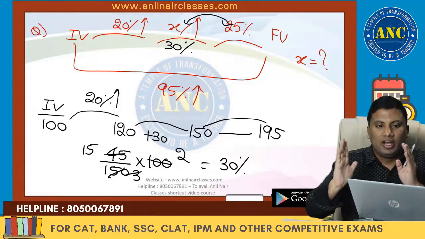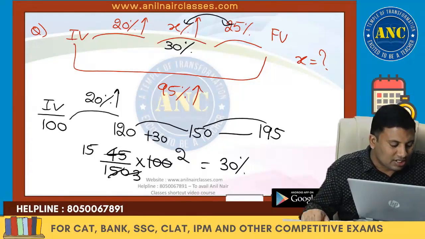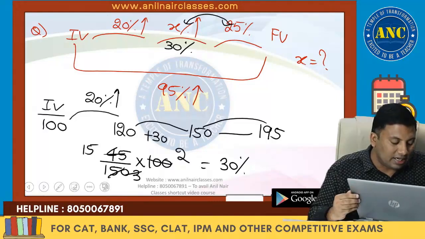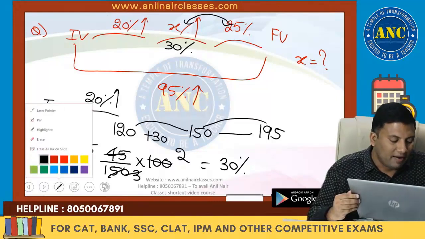20, x and 25. 25 and x are changed. Sir, is it only for decrease or can it also be for increase? It can also be used for decrease. That also we can see.